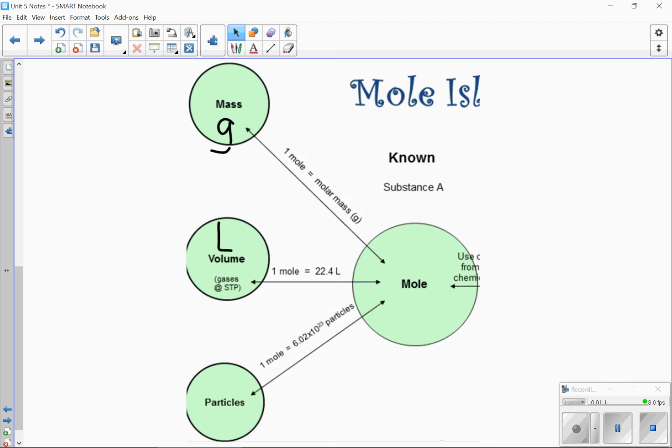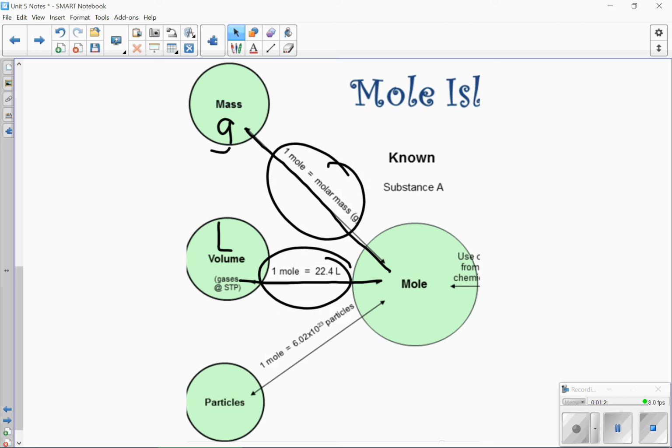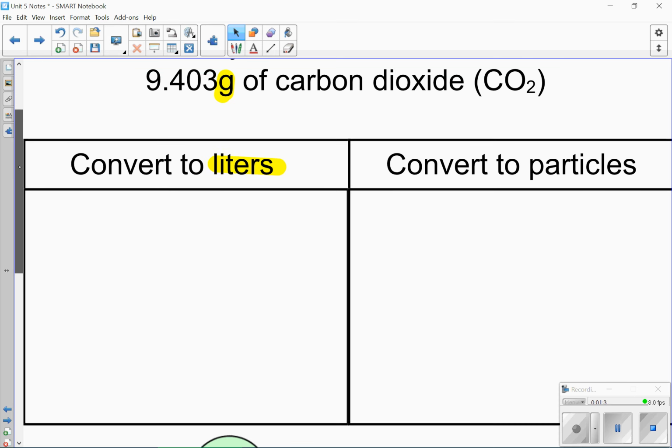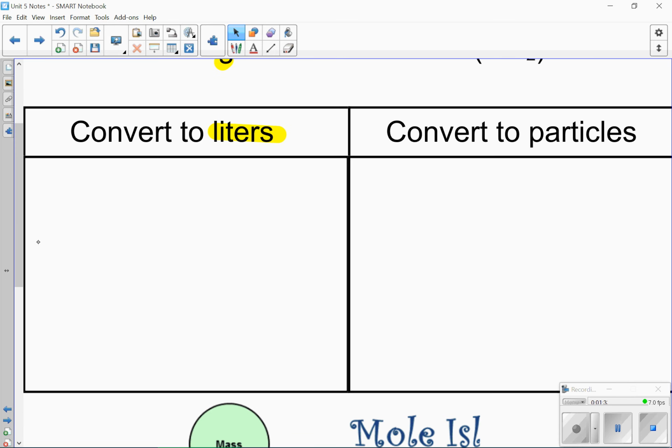So I have to start at that gram island, and first I have to convert things to moles. Then from Mole Island, I can go to liters. So because I have to make a stop in the middle, I'm going to do one step here and one step here. So that's what makes this a two-step mole question. And so what your fences are going to look like is instead of having one section, they're going to have two. Everything else that you know about fences is going to stay the same.